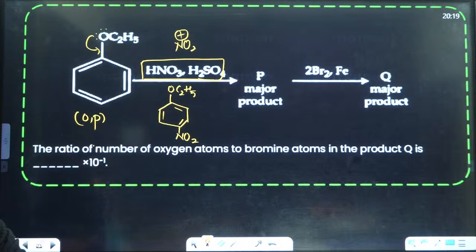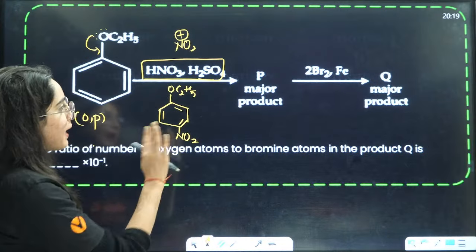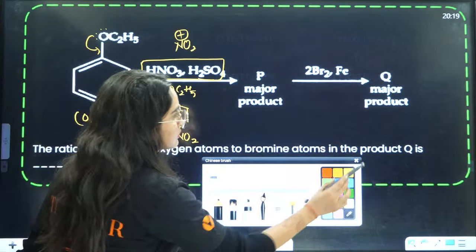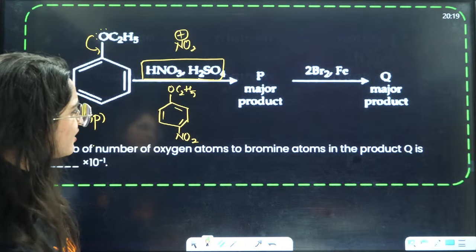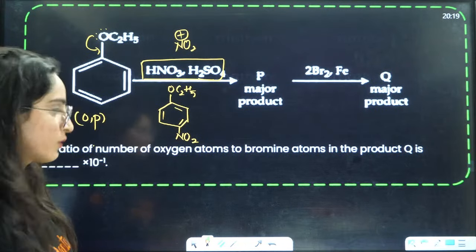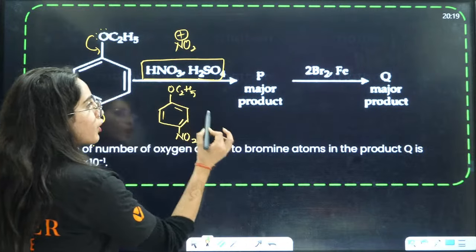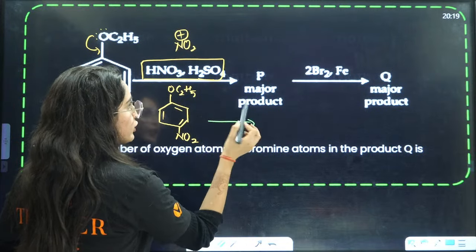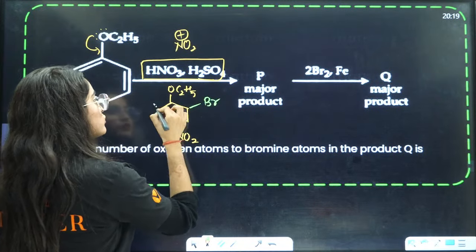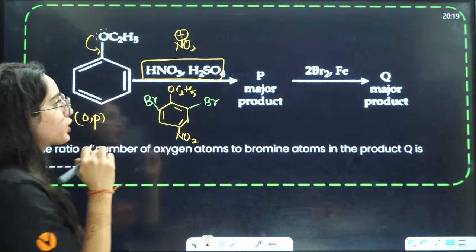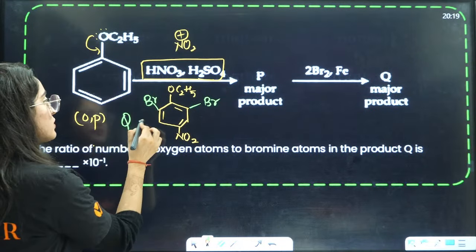Now this is the para product, and the para position is occupied. Dow's method, yes, you are saying question 13? Okay, let us see. From this you are again adding 2Br2, so Br attacks the ortho position. This is what you will get as Q.